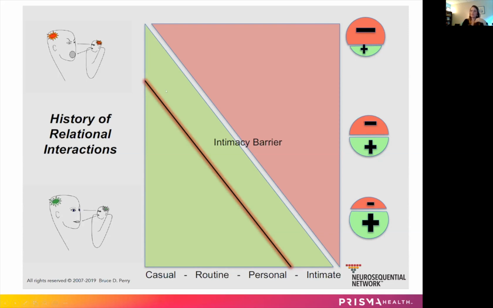Now, the other thing that's important is this line here, this red line, and maybe you're wondering, what is that there for? So this reflects state-dependent functioning. So everything we do is dependent on what state we're in. So let's say I am in a state of alarm. My intimacy barrier is going to shift here to the left. So personal interactions even may feel dysregulating to me. And so why is this important?